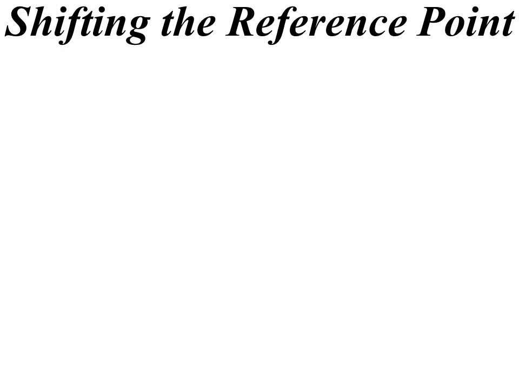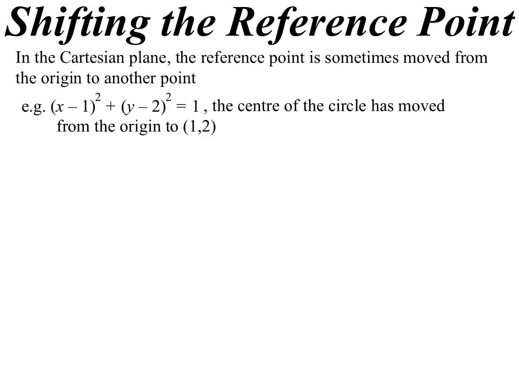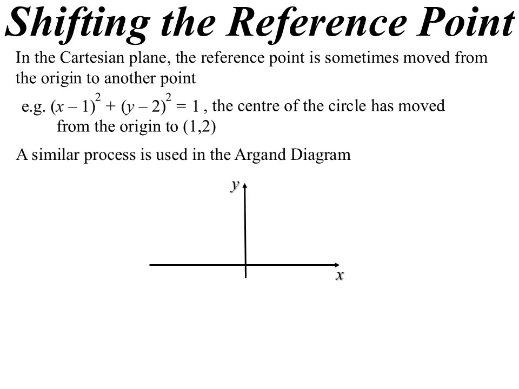What about when we shift the reference point? Now, we looked at that when we were doing our functions and moving things around the number plane, and now we can use that idea with complex numbers. See, in the Cartesian plane, sometimes we do move our reference point from the origin to somewhere else. The circle is a classic example. I've moved the centre to 1, 2. We've shifted it. We can do exactly the same idea in the Argand diagram.